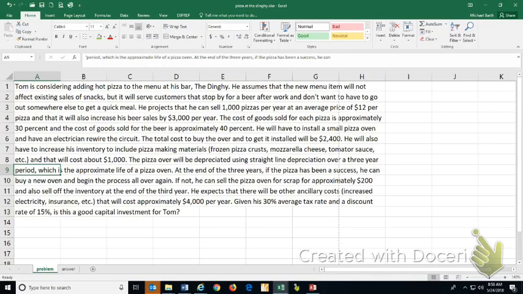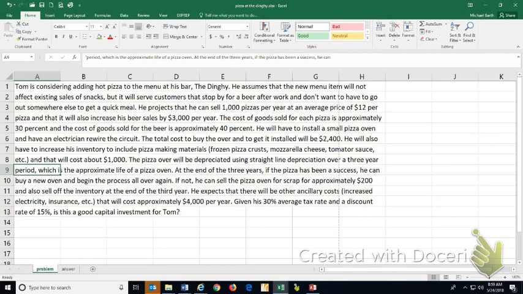All right, so the margins are pretty good on beer and pizza. The cost of goods sold for each pizza is approximately 30%, which means you have a 70% gross margin. And the cost of goods sold for beer is approximately 40%, so you have a 60% gross margin on the beer. Now, to do the pizzas, he's going to have to get a pizza oven, and he's also going to have to rewire the electric circuits because pizza ovens run on 220, not on 110. So anyway, got to get an electrician in there, and that's part of the cost of installing the pizza oven.